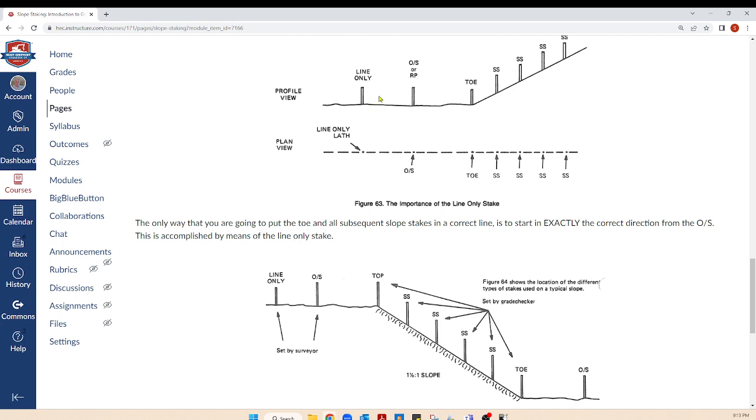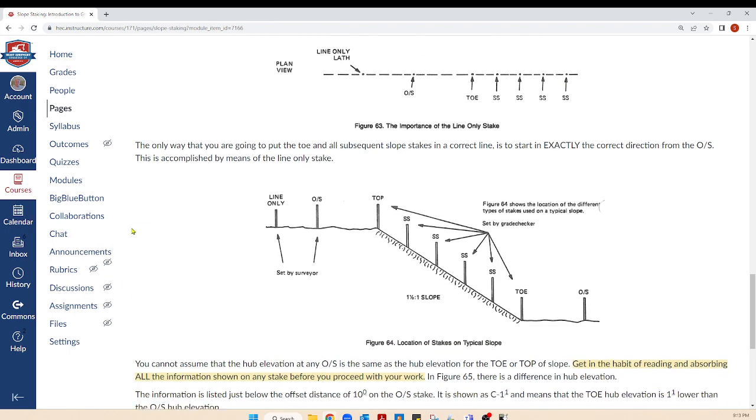When I go down, I'm coming at you, trying to get you to view this as a three-dimensional object. Of course, this is just looking from above. Let's see. The substance is the exactly correct direction from the offset. We're just talking about the line. Figure 64 is talking about, they've got a 1.5 to 1 slope, but it shows the location of the different types of stakes used in a typical slope. This is where it all begins. This is where the information is.